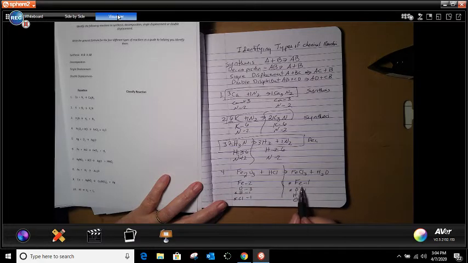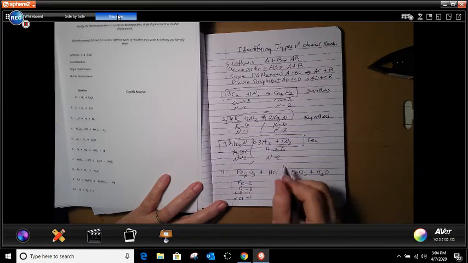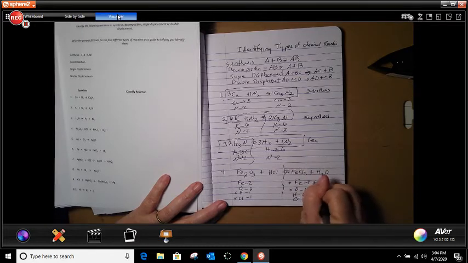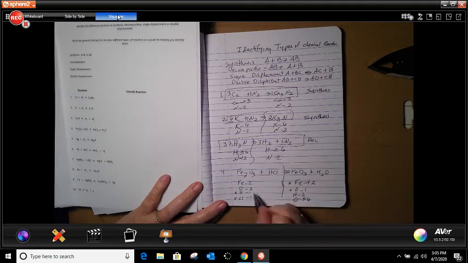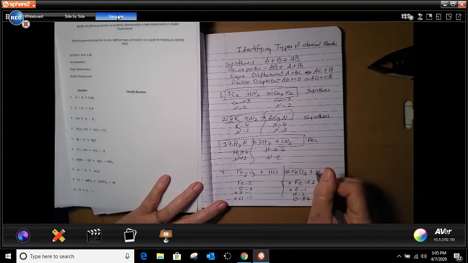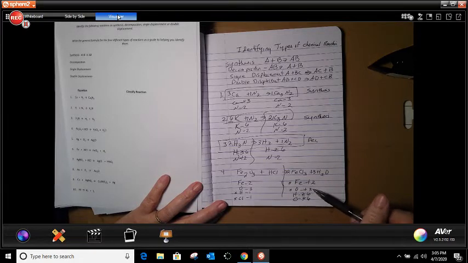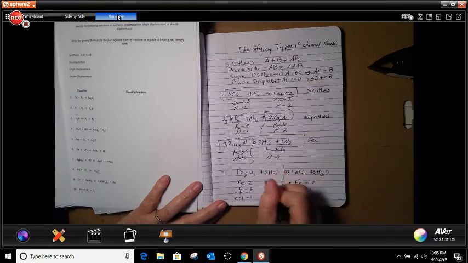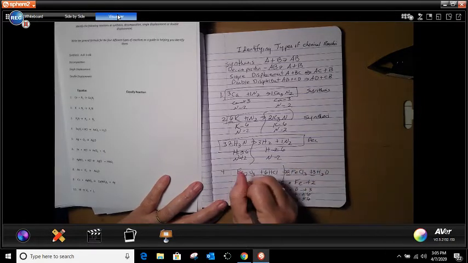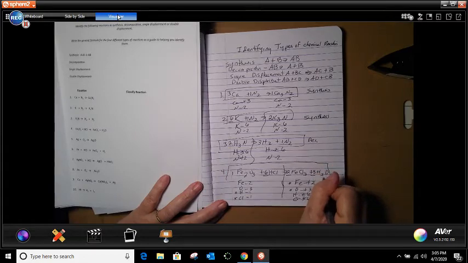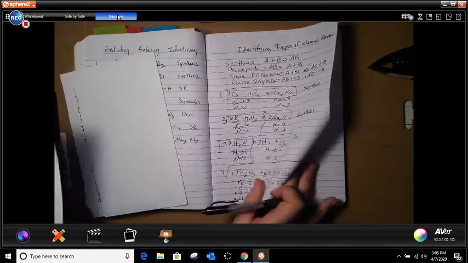So if I worked on this first, this is 2. If I put a 2 there, that would make that 2. 3 times 2 is 6. Okay? If I wanted to change this to 3, if I put a 3 here, 3 times 2 is 6. 3 times 1 is 3. So now my 2's and my 3's look good, but my hydrogens and chlorines don't. But I can do that very simply with a 6. And now it is balanced for number 4.